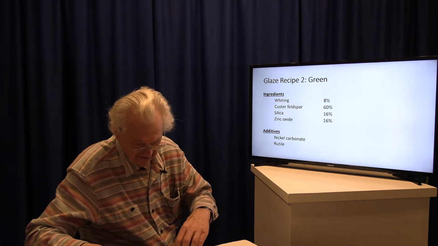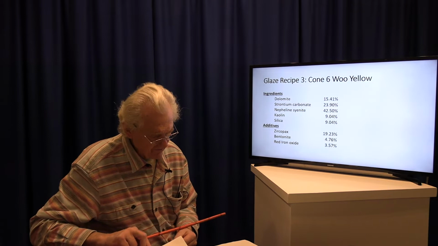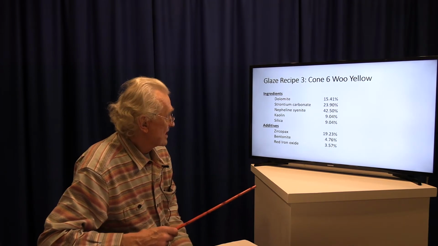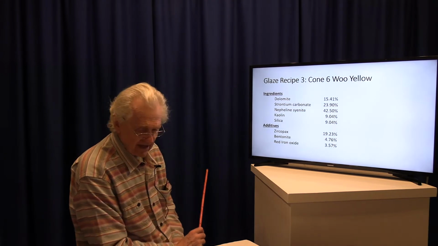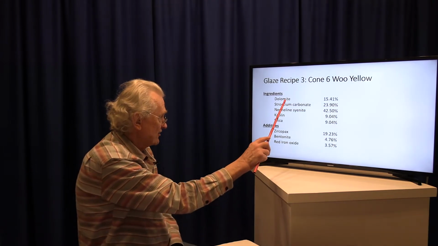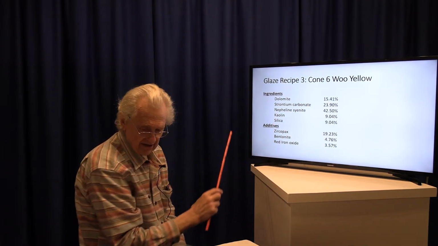Okay, and I think there's one more that I wanted to talk about in this category. Yeah, one more for temperature. Let's go to the next one. This is cone 6 Woo Yellow. And again, let's look at the fluxes. Dolomite, strontium carbonate, nepheline syenite, and then we've got kaolin and silica.